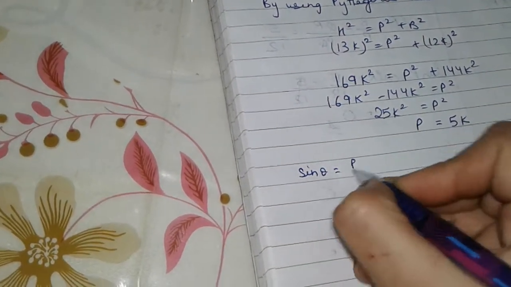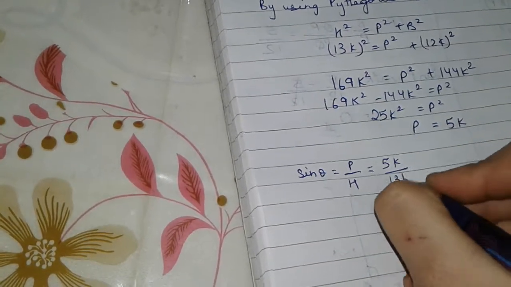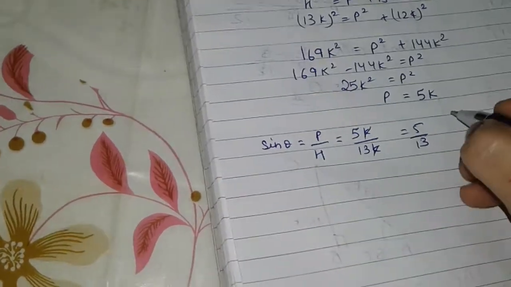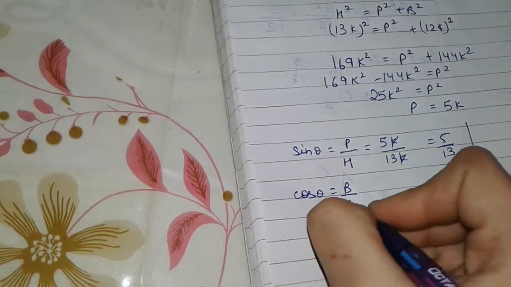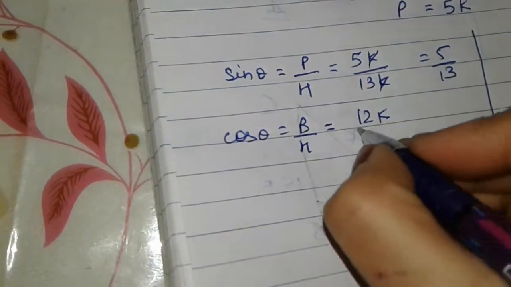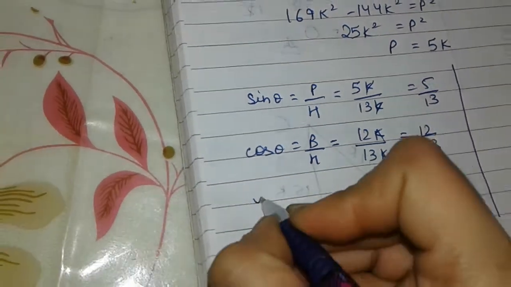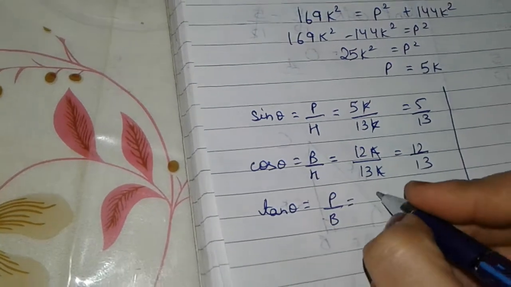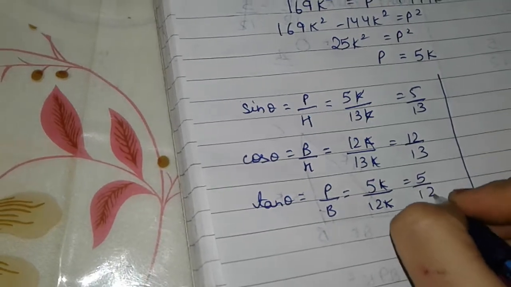First of all, I will calculate sine. Sine theta is equal to perpendicular upon hypotenuse. Perpendicular is 5k and hypotenuse is 13k. Sine is 5 upon 13. Okay. Now find cos theta. Cos is base upon hypotenuse. Base is 12k and hypotenuse is 13k. So it is 12 upon 13. Now calculate tan theta. Tan theta is equal to perpendicular upon base. Perpendicular is 5k and base is 12k. It is 5 upon 12.